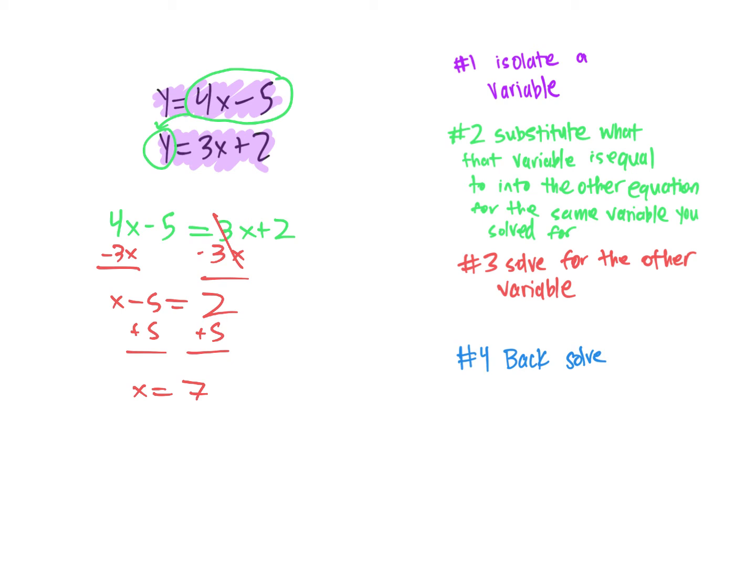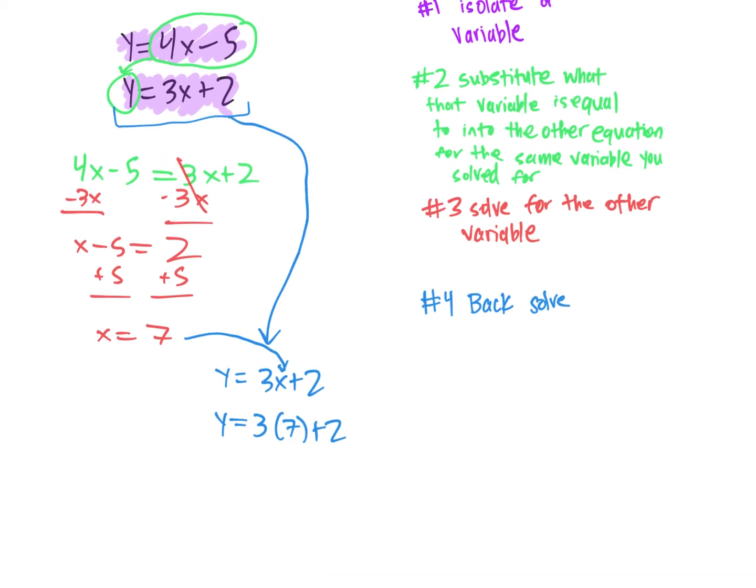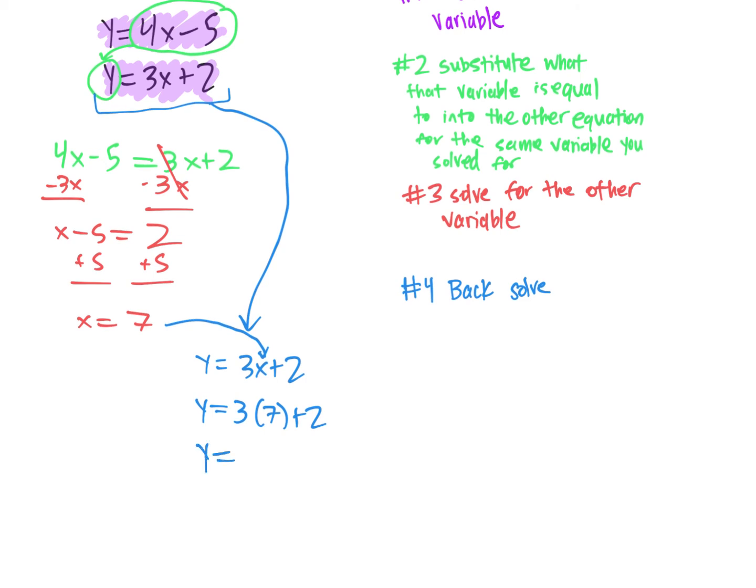So I'm going to take this bottom equation here, which is y is equal to 3x plus 2. And I'm going to substitute in the x is equal to 7. So instead of x, I'm going to write 7. So I have y is equal to 3 times 7 plus 2. So I think this is going to end up as y is equal to 21 plus 2, or y is equal to 23.